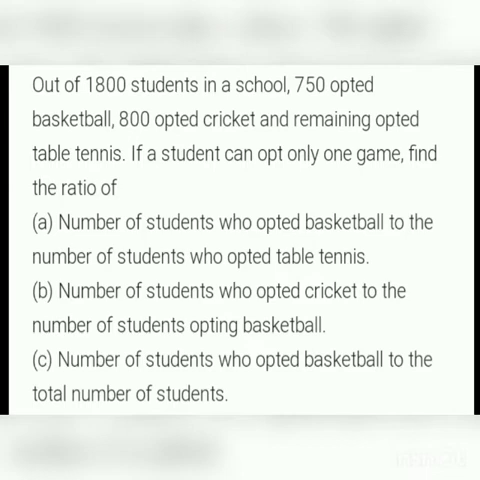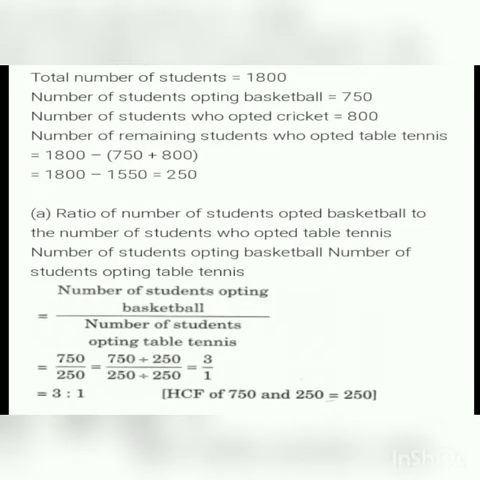So what is given? What is the total number of students? 1800 students are there in the school. 750 opted basketball, 800 opted cricket, then the remaining opted table tennis. How will you find the number of students who opted table tennis? From the total we subtract the sum of students who opted basketball and cricket. So we can find that and then we can find the ratio.